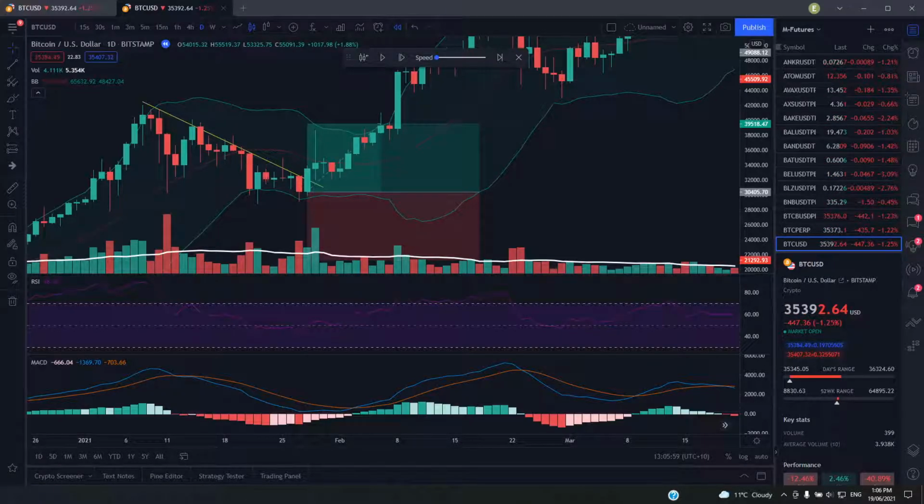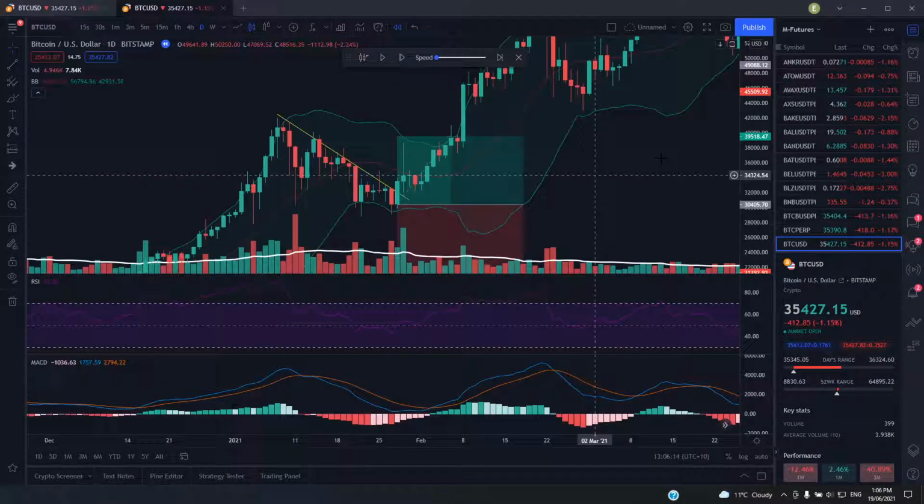We want to see price break the red midline of the Bollinger Bands. Okay.